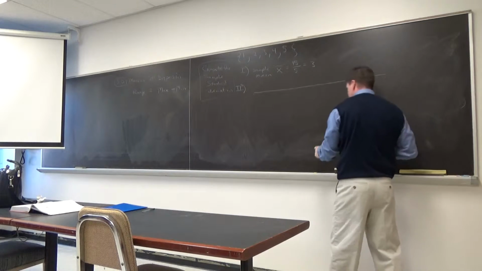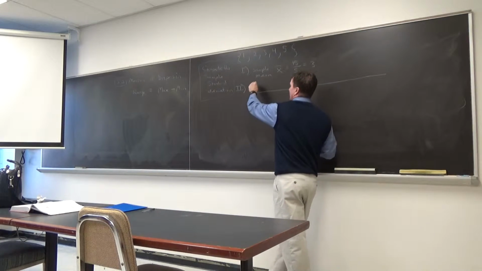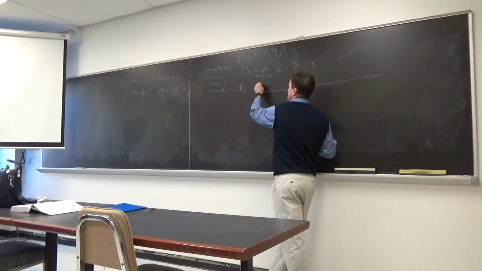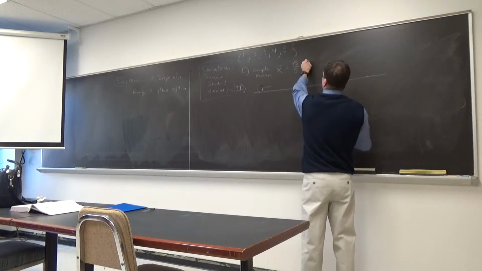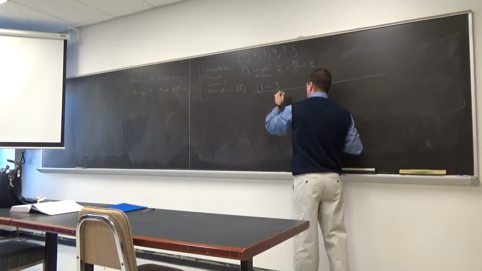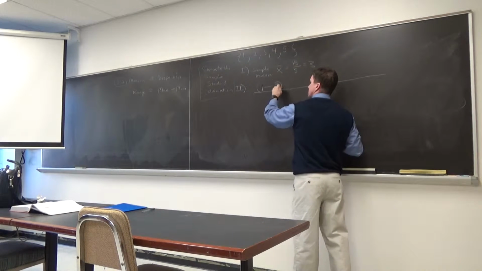Make it pretty big. And I'm going to take each one of these values. There's the 1, and I'm going to subtract the mean. I think I'll color code. Every time I do the mean, I'm going to put it in yellow. So take 1 minus 3, put a parentheses, close it, put a plus.